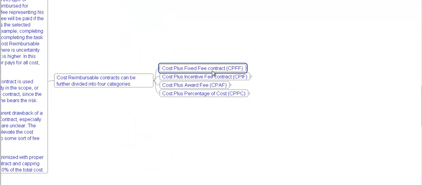Cost plus fixed fee contract, cost plus incentive fee contract, cost plus award fee, and cost plus percentage of cost. Now let's see cost plus fixed fee contract, CPFF.